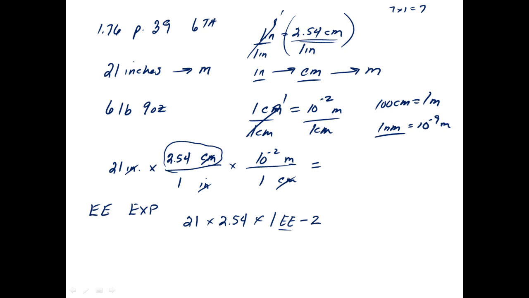All right. So 21 times 2.54 times 1EE negative 2. You hit equals or enter, and we get 0.5334 meters.